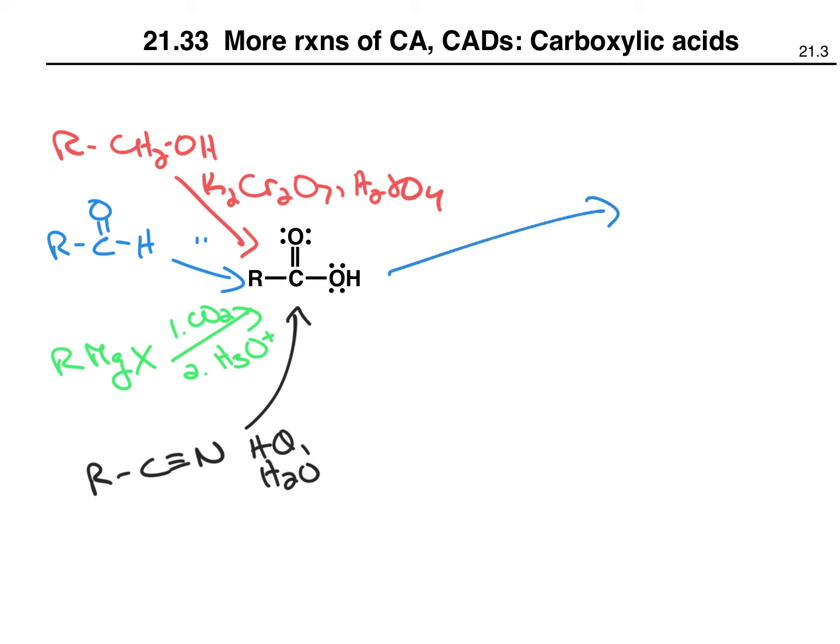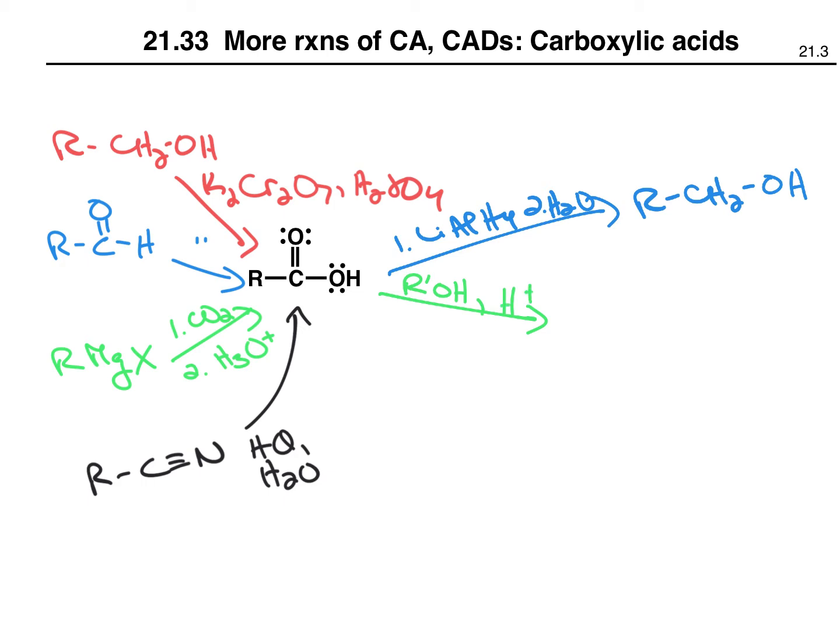So one thing we've seen is that this can be treated with lithium aluminum hydride followed by water, and the carboxylic acid can be reduced to a primary alcohol. We can take our carboxylic acid and treat it with an alcohol in the presence of H+. This is a Fischer esterification, and that will give us an ester.